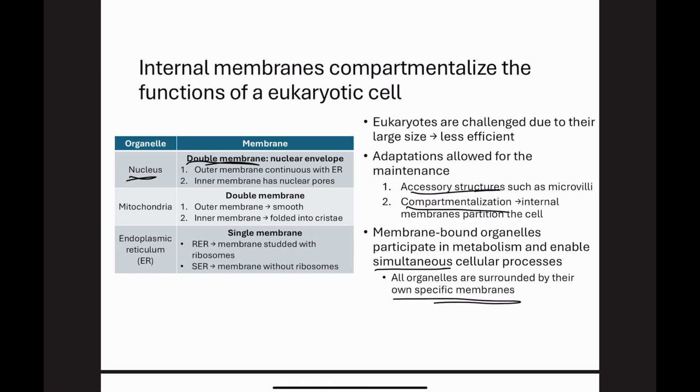Another example is our mitochondria, and our mitochondria also has a double membrane. That double membrane has distinct functions depending on the side of the membrane that we're looking at. The endoplasmic reticulum is also another example. It's surrounded by a single membrane, but that single membrane can then be divided into a smooth and rough portion, and both portions have different functions. But overall, the compartmentalization of subcellular components allowed eukaryotes to become more efficient.